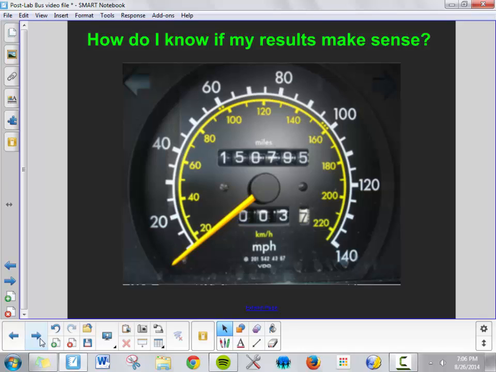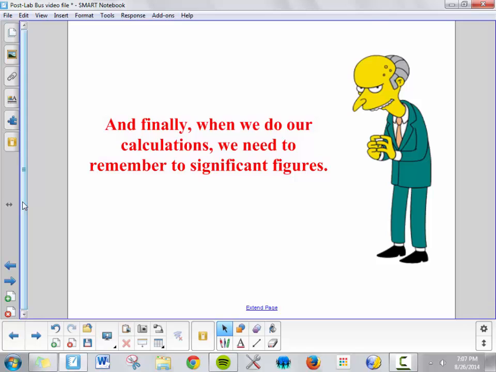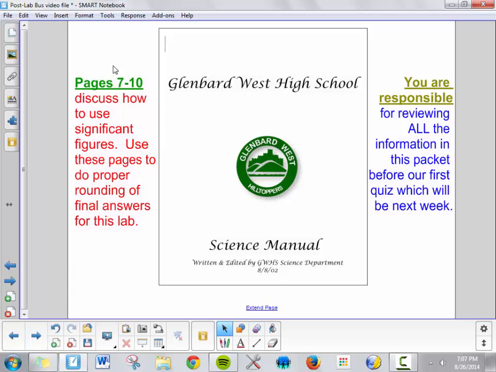Make sure you think about it and double check that your answers actually make sense. Take a look at this speedometer here and look at the values listed on the inner circle. These might help give you an idea if your answer actually made sense. You do need to make sure you apply significant figures to all your calculations. If you're not sure about significant figures, please take a look at pages 7 through 10 in your Glenbard West Science Manual. This information will also show up in a quiz next week. Please review this information.